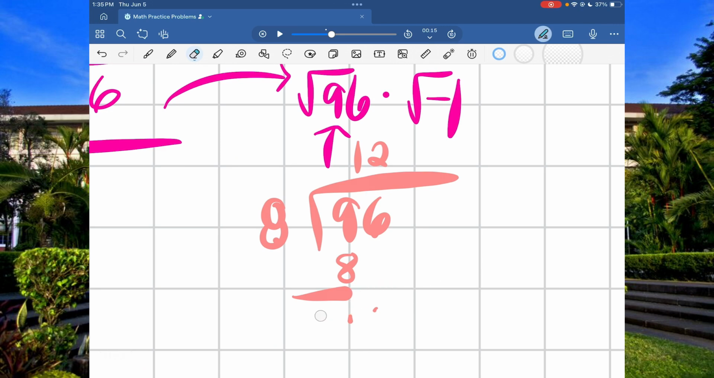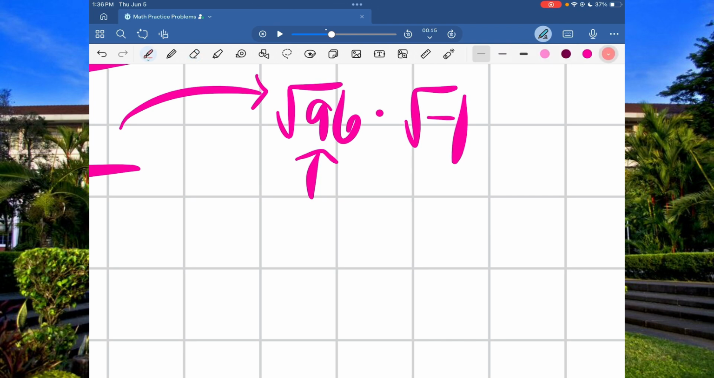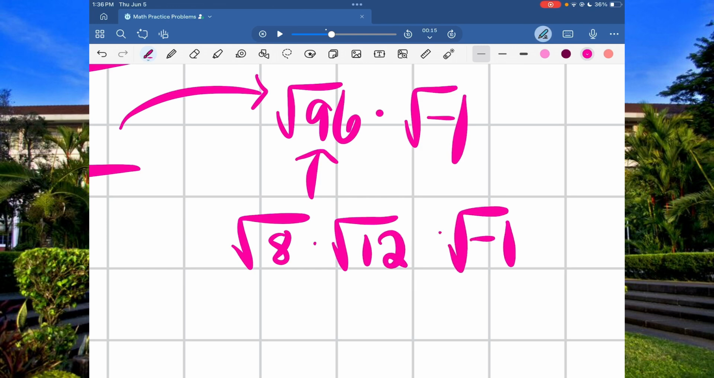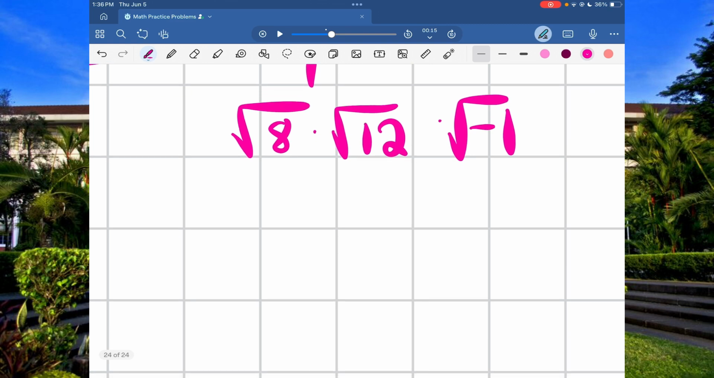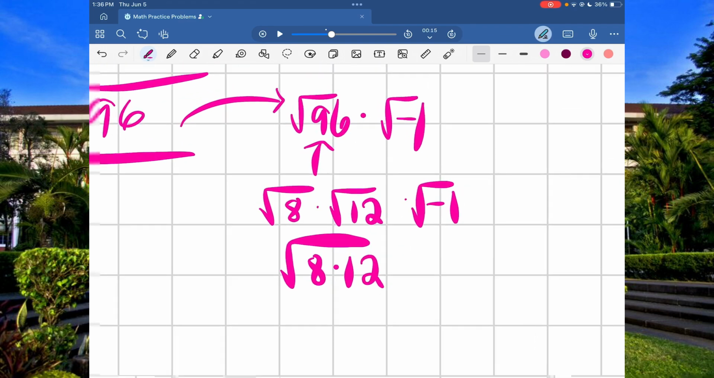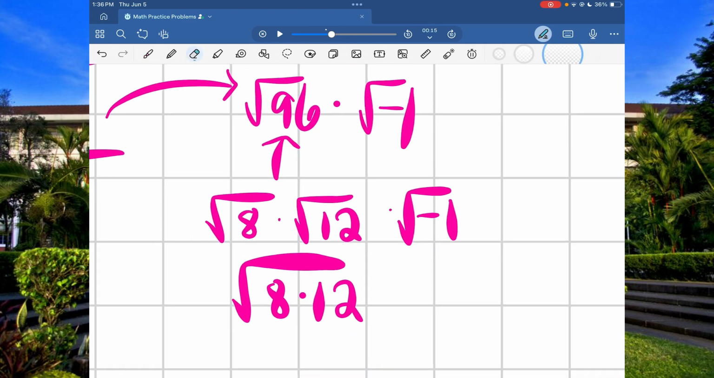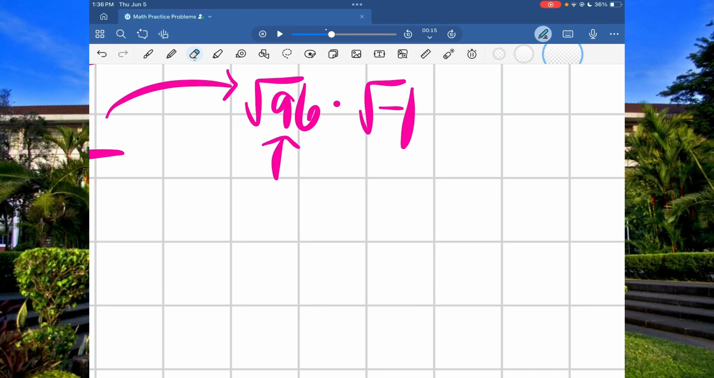So 12 times 8 is 96. Remember that. 12 times 8 is 96. So we can rewrite this as negative, oh my god, I'm so tanga, square root of 8 times square root of 12 times square root of negative 1. Or, para hindi kayo maguluhan, it'll be square root of 8 times 12. No, 96. Oh my god.